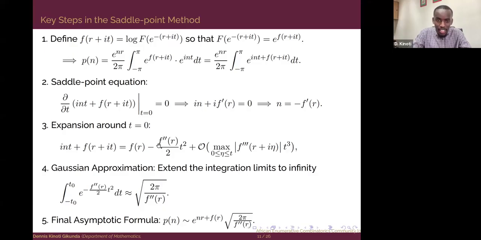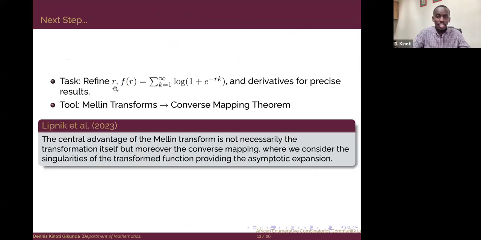But this particular part gives us something we call a Gaussian identity, that gives us the Gaussian approximation if extended to infinity. And now we are able to estimate in this form, and our formula simplifies to this. So if you want to get a more refined output, now the task is for us to refine R and f of R.